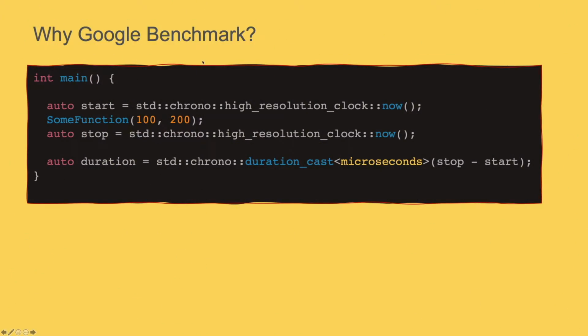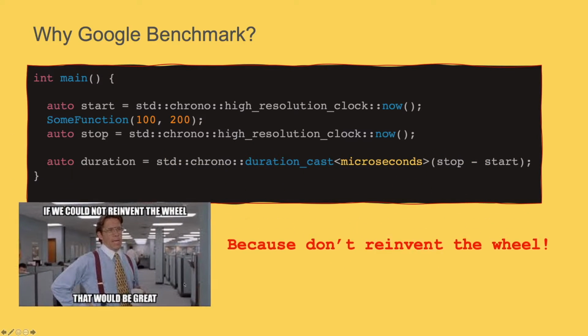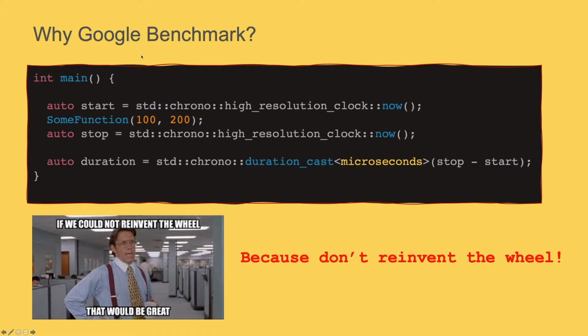Why use Google Benchmark, you might ask? You could instead go ahead and use a library like std::chrono, record the time before and after your function, calculate the difference, and then you're done. That would work, but my answer is that you don't want to reinvent the wheel, because Google Benchmark comes with a lot of convenient helper functions on top of this, which would make your life easier and simplify the whole process.